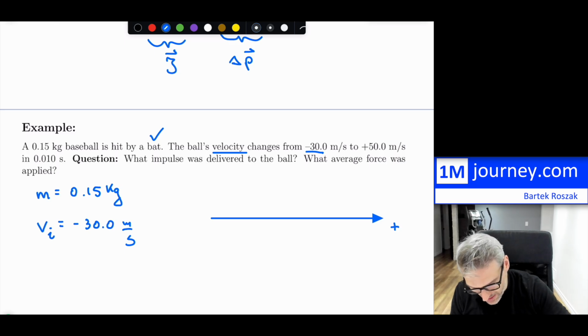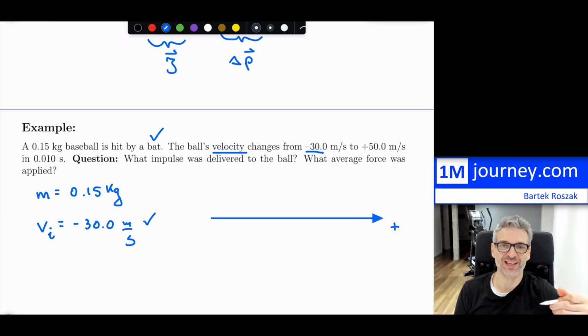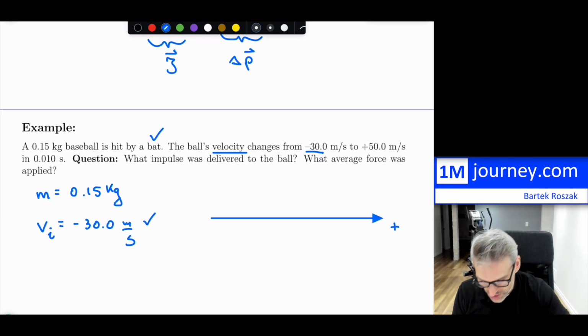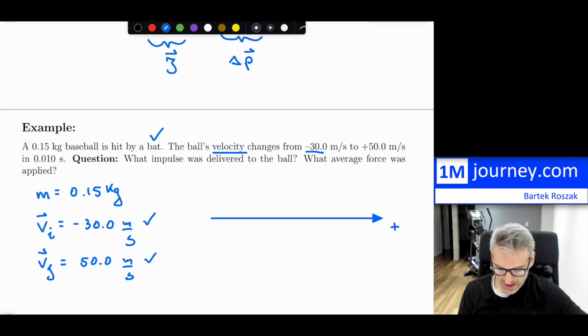All right, so we have this as our initial. With respect to the positive, it's traveling in the opposite way. And of course, for a baseball, it comes in to the batter, and then it's hit, so it goes over in the opposite direction. So that would be my V final, which is now 50 meters per second.